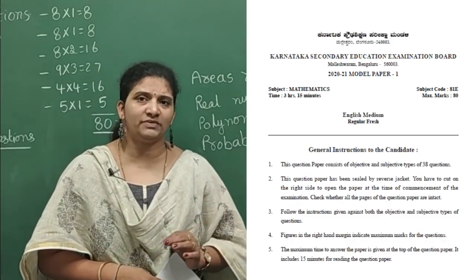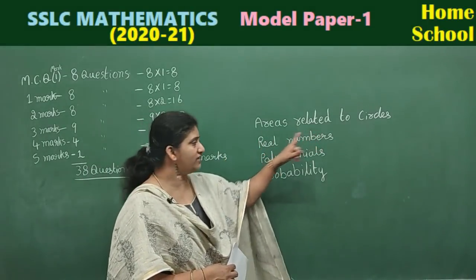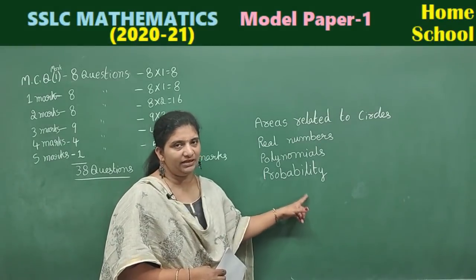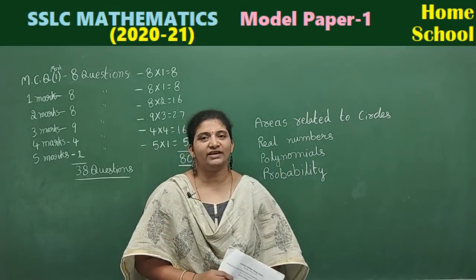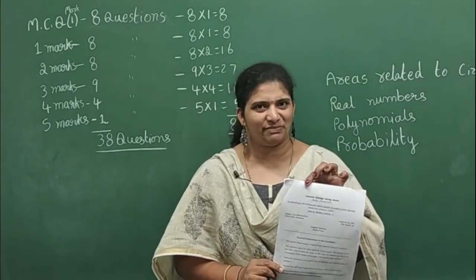So what are the four chapters? Let us see first. See here: areas related to circles, real numbers, polynomials, and probability. These four chapters were deleted, and other than these four chapters, you are going to have this question paper.